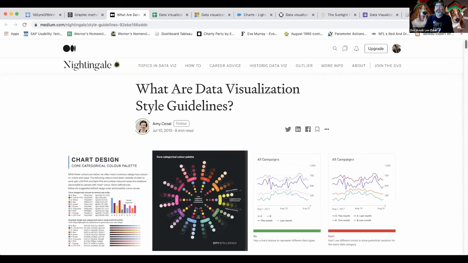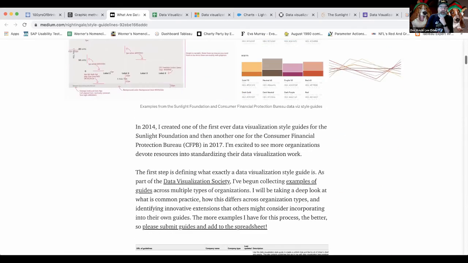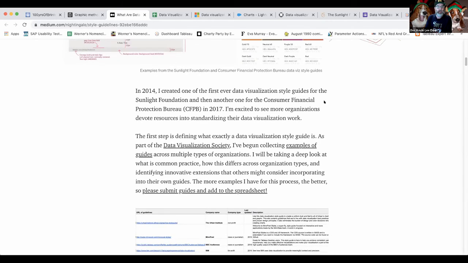Again, here's Amy's article. If you're not reading Nightingale, what are you guys reading? Get out there and read Nightingale. It's a really great resource. Tons of great articles out there. I just don't know how these folks find all this time to do all these wonderful things. But again, Amy back in 2014, so I had that one right. She did the sunlight one. And so again, you can just go and click on it and take a look at each of these.